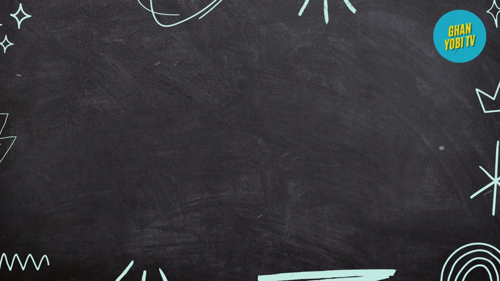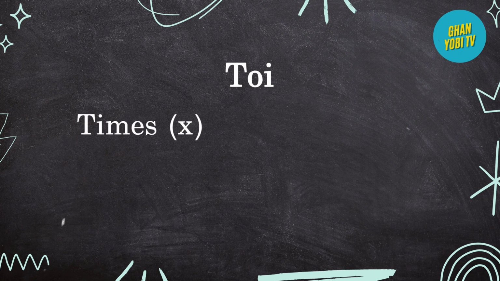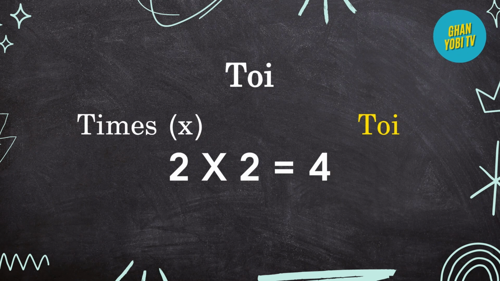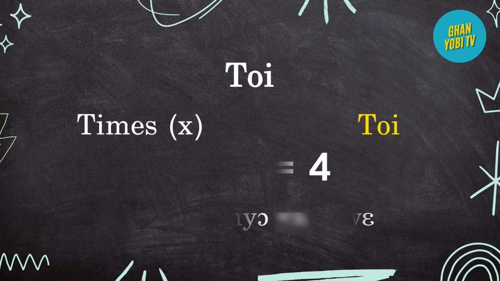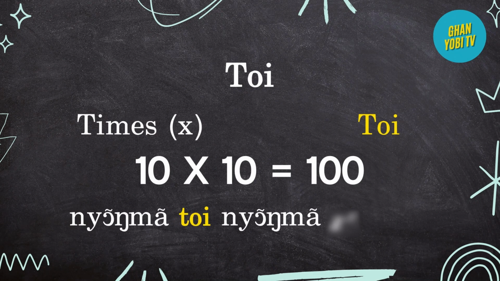Alright, so before I proceed, there are two terms I need to explain. The first one is toi, which means times. So for example, 2 times 2 is 4. In Ghana, that will be enyo, toi, enyo, eje. Another example, 10 times 10 is 100. Nyoma, toi, nyoma, oha. You got it?